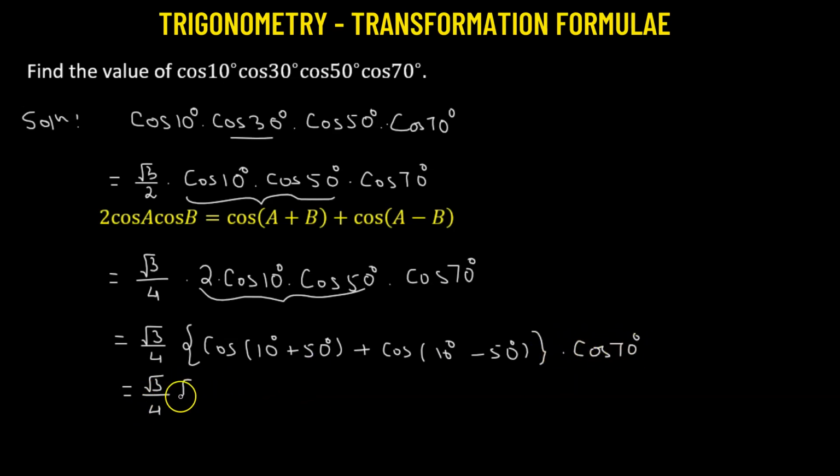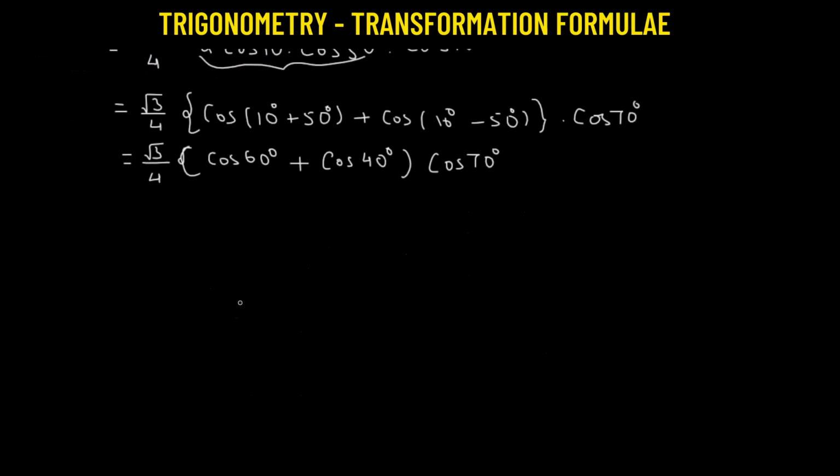So that's going to now give us cosine of 10 plus 50, so that's 60 degrees, plus cosine of 10 minus 50 degrees, so that's going to be cosine negative 40 degrees. But we know that cosine is an even function, so we will get only positive cosine 40 degrees times cosine of 70 degrees. Fine. Furthermore, we know the value of cosine 60 degrees, so that's half. So we have square root of 3 over 4 multiplied to half plus cosine of 40 degrees times cosine 70 degrees.